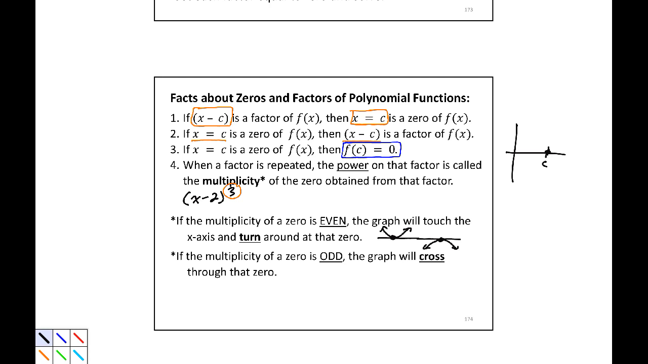If the multiplicity of a zero is odd, then it will cross through that zero. So let's say these two zeros are odd multiplicity. We would cross right through, or cross back through the other way. We'll use these facts as we go forward to graph some polynomials once we find their zeros.